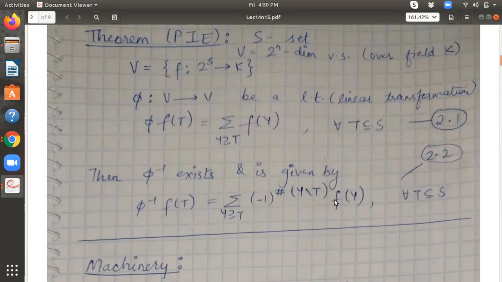So you would have started with f of T, and then you would subtract f of T union 3, you would also subtract f of T union 4, also subtract f of T union 5. And then you will add back f of T union {3, 4}, f of T union {3, 5}, and f of T union {4, 5}. And then again, you would subtract f of T union {3, 4, 5}. Correct?